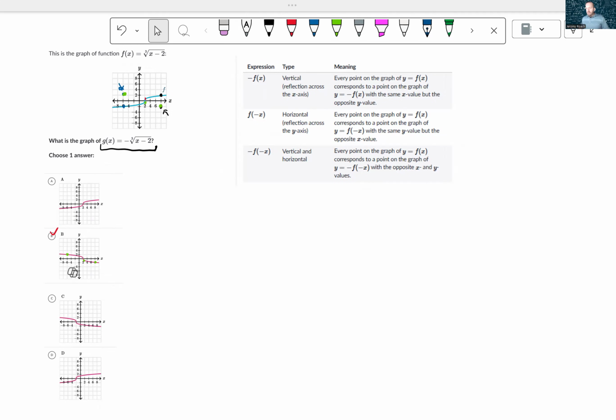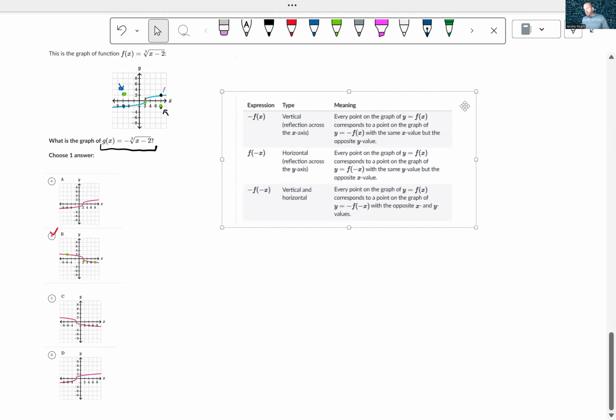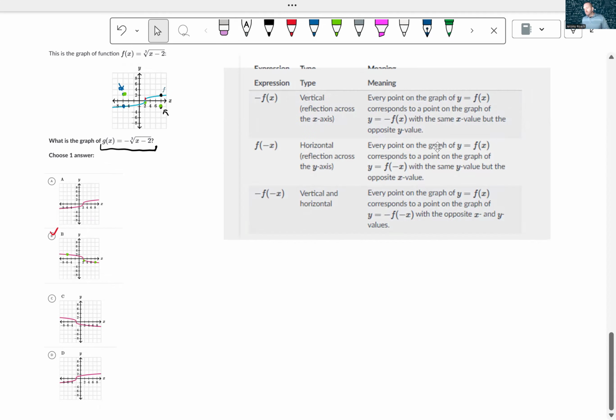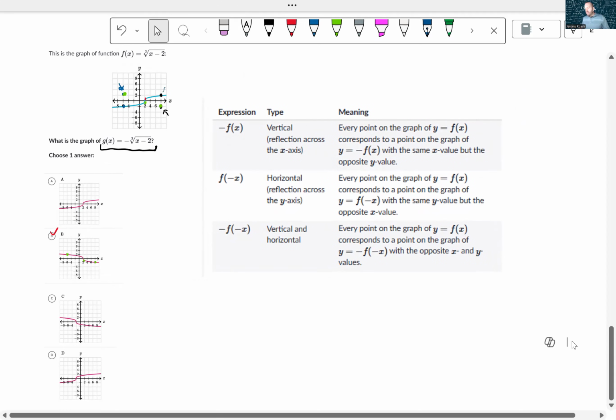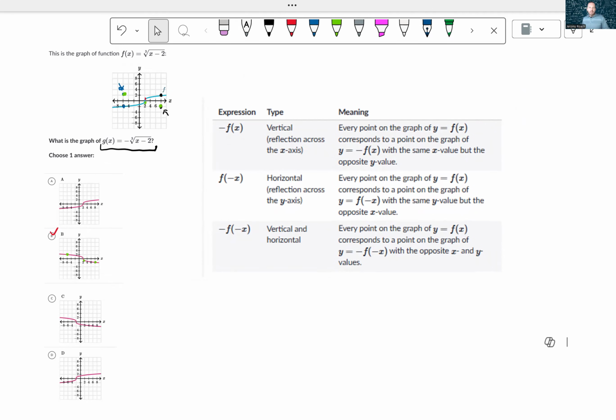Don't be too intimidated by seeing graphs that look unpredictable or have square roots or logarithms, just follow this rule set here. So if you need to, you can take a screenshot of this and have those rules there. Okay, so that's reflecting functions.